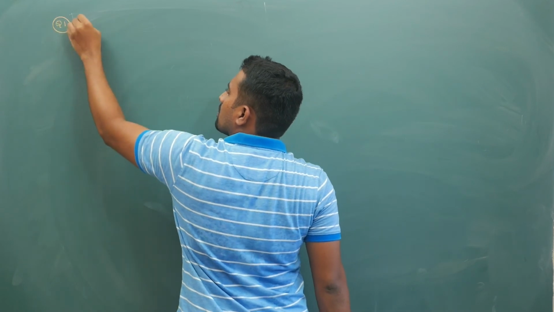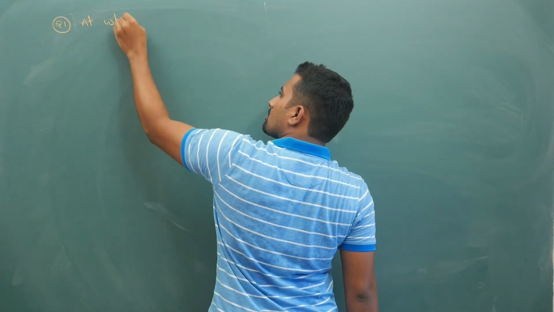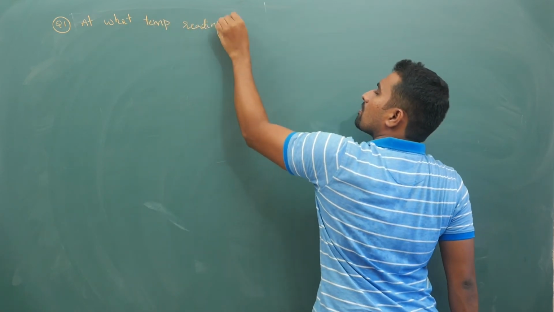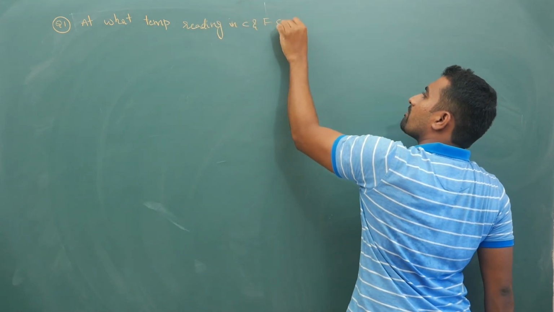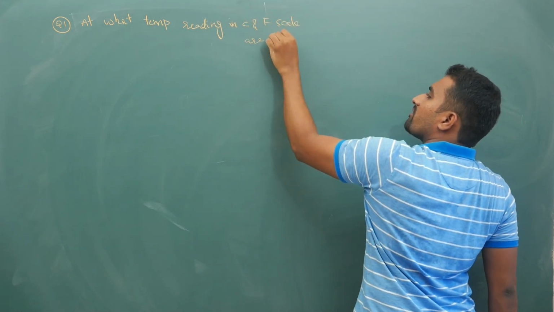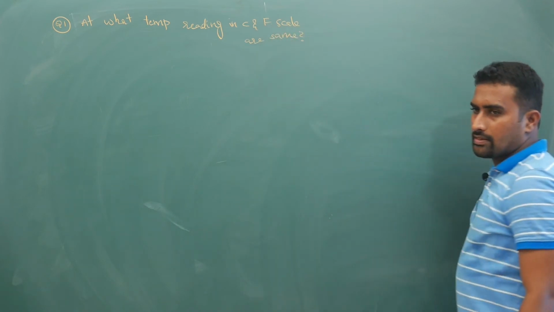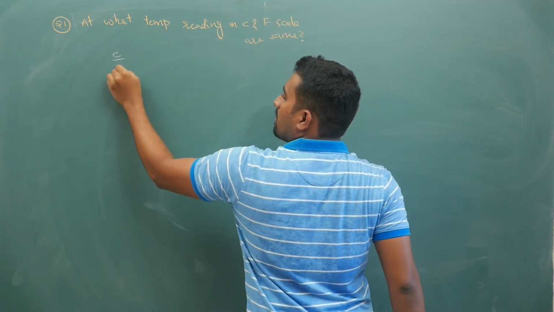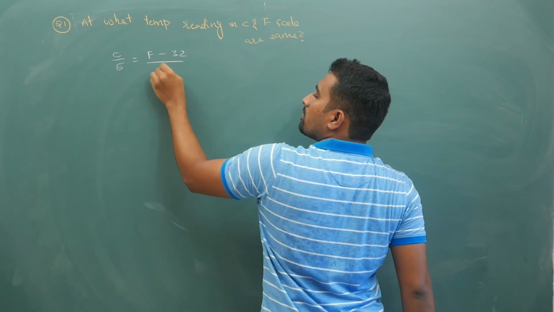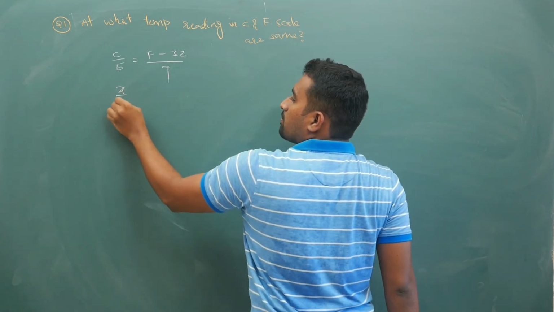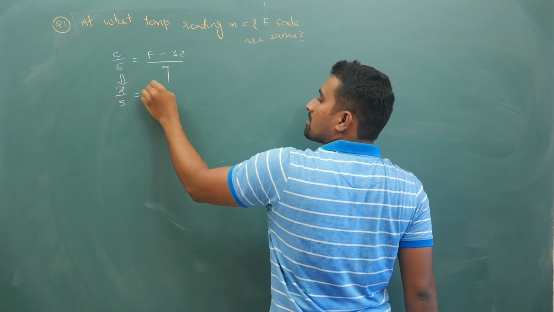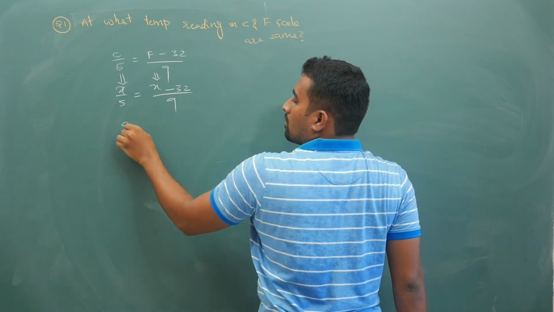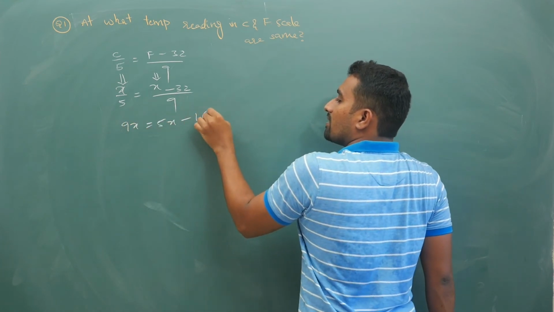Question number 1: at what temperature is the reading in C and F scale the same? This is your first question. Try it. C by 5 is equal to F minus 32 by 9 is the relation. If the reading is same, let the reading be X. That will give you X by 5 is equal to X minus 32 by 9. So 9X is equal to 5X minus 160.